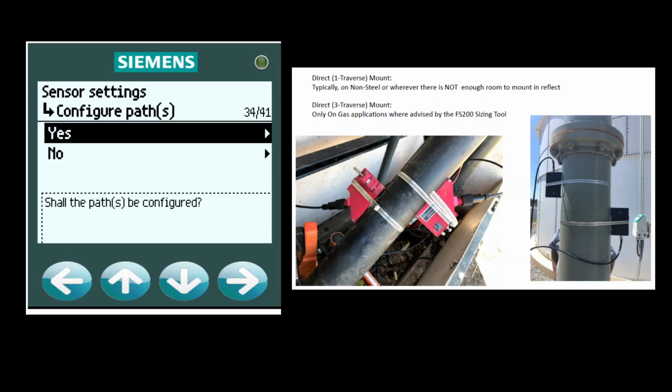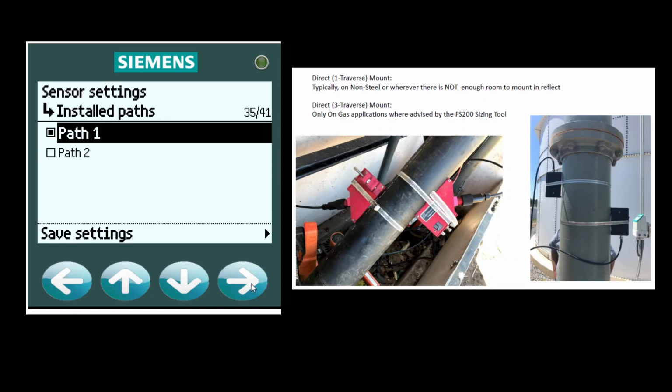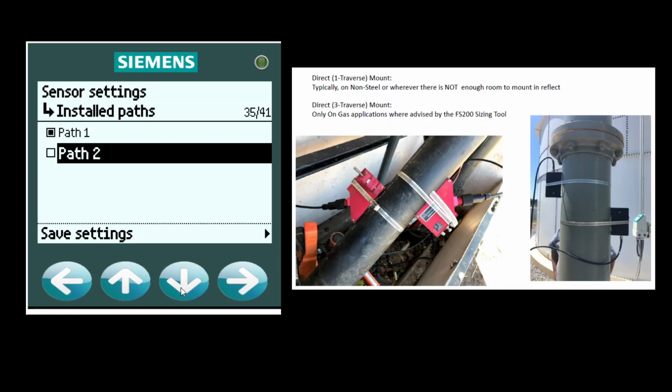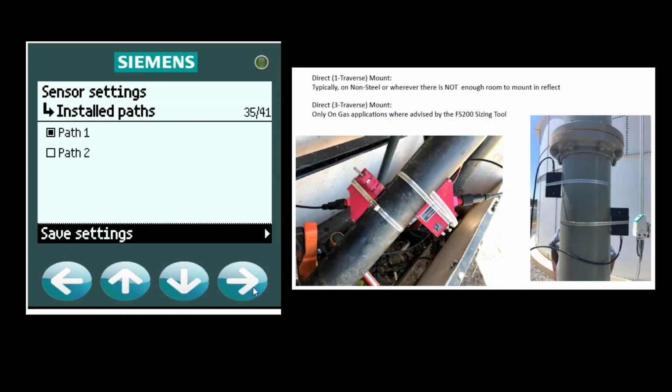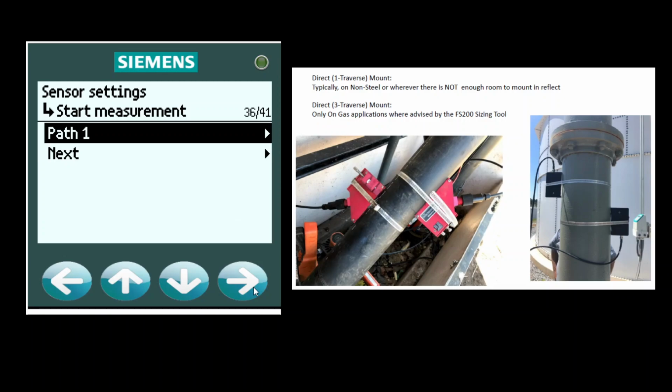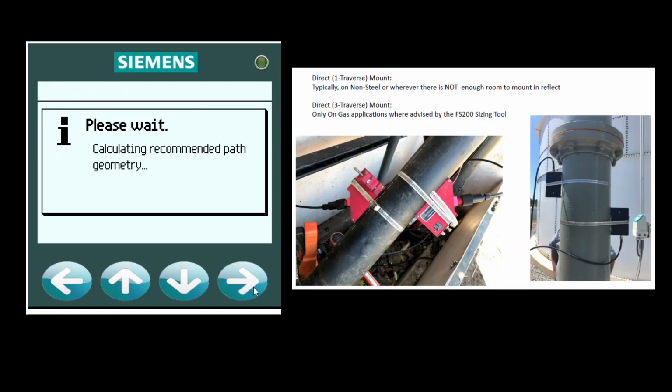I then come to configure paths. And I select the path that I'm going to be setting up. In this case, it's path 1. Save settings. And start measurement.